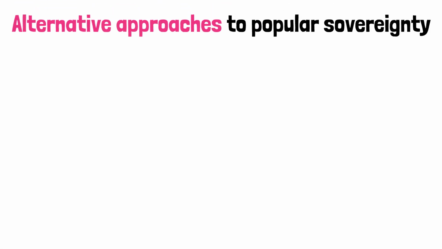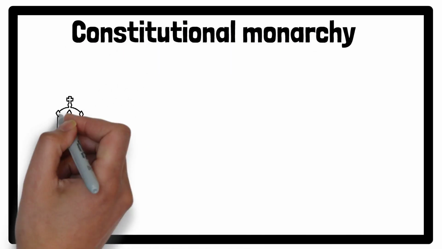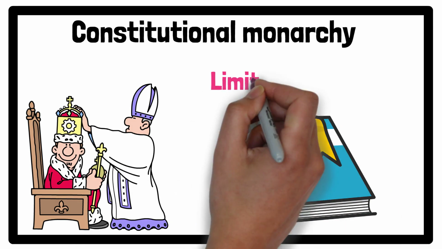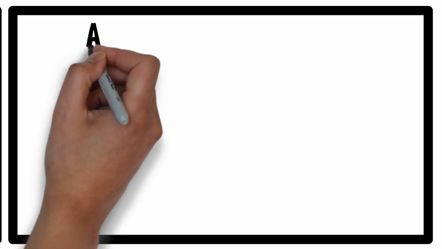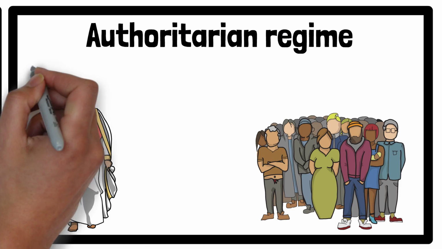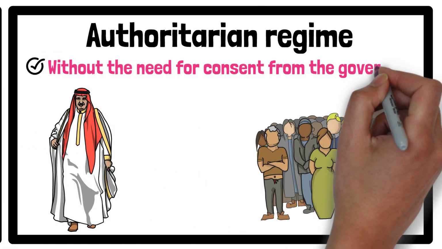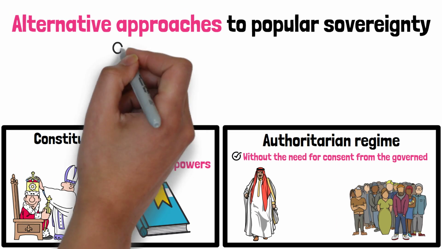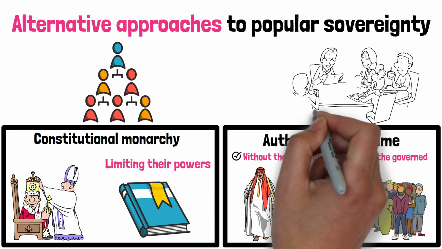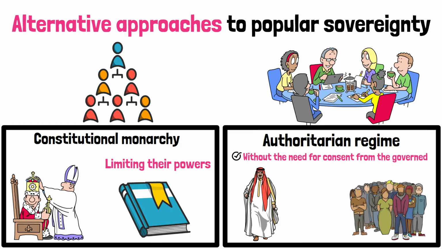There are alternative approaches to governance that differ from popular sovereignty. One such alternative is a constitutional monarchy, where a king or queen acts as the head of state within the parameters of a constitution, limiting their powers. Another is an authoritarian regime, where a single ruler or a small group of individuals holds power without the need for consent from the governed. While these systems may offer more stability or centralized decision-making, they often lack the same level of individual freedom and participation found in systems grounded in popular sovereignty.